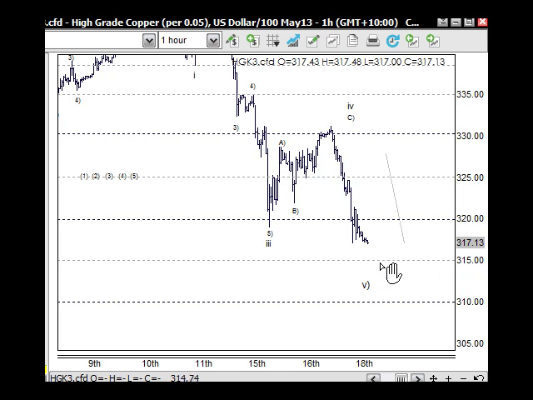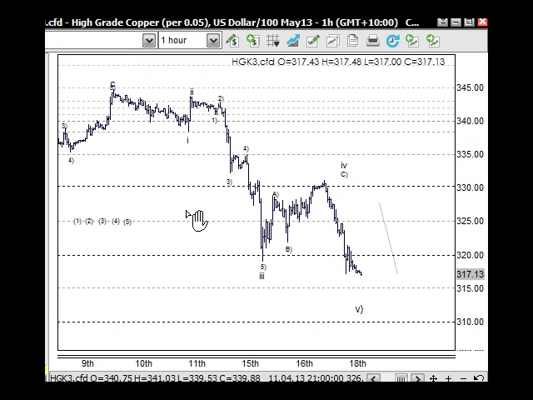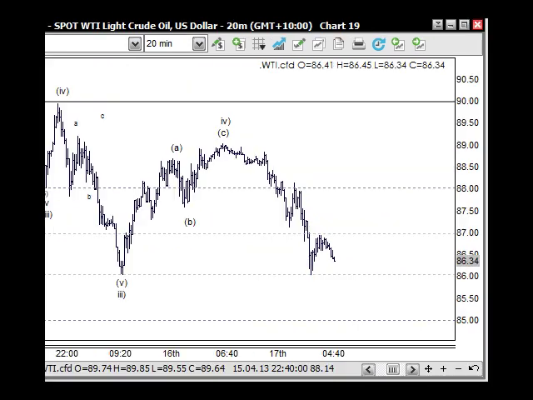And this is important for BHP, then Rio, AGO, and on it goes. They will all be making new lows, but you know that anyway. So that's that. The oil market.